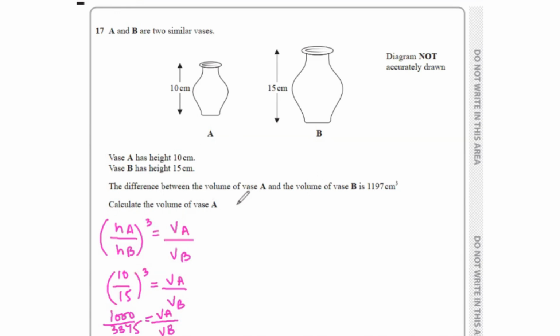They've given us the difference between the volume of vase A and volume of vase B, and they want us to calculate the volume of vase A. So first you find the difference of these two volumes that you found through the similar shape formula. The volume B minus volume A is going to be 3,375 minus 1,000, which is equal to 2,375 centimeter cube.